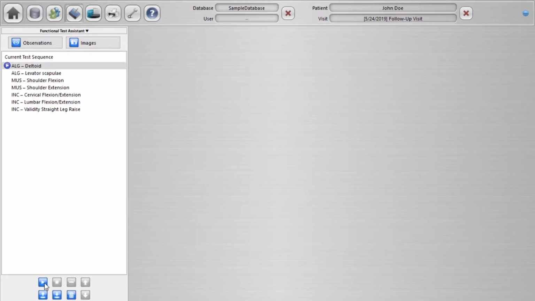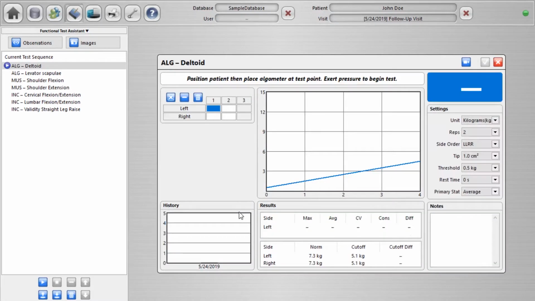So the first test in the list is the algometry test. On my screen, my software is asking me to activate my algometer. It wants me to zero the device. I'm going to go ahead and do that. Algometry, pain threshold, deltoid, left side, rep 1. And here we are in the algometry test.